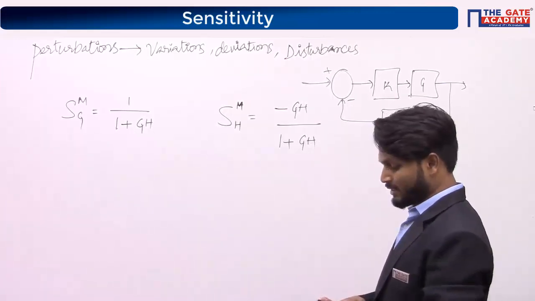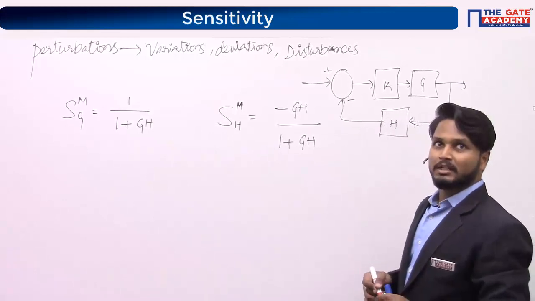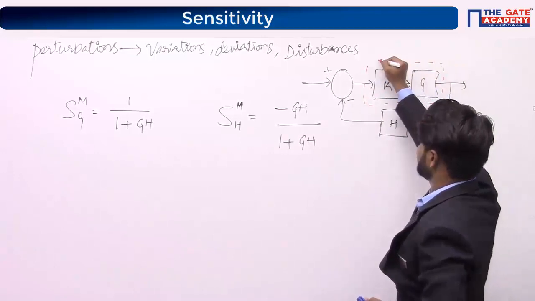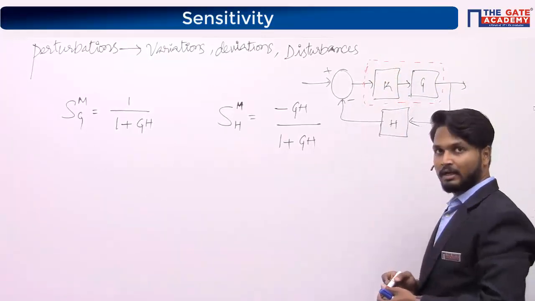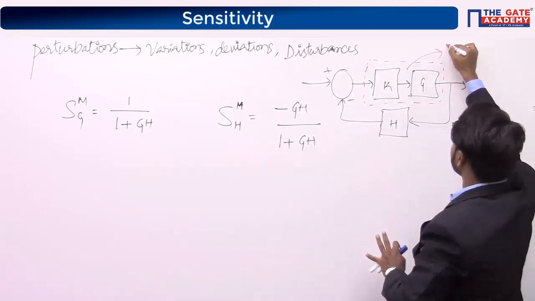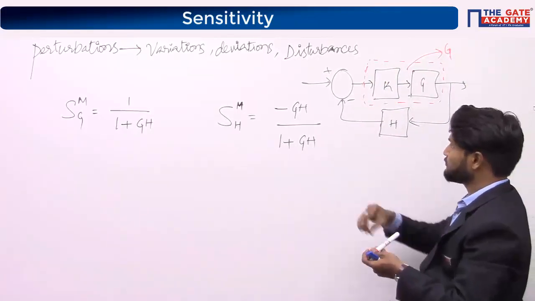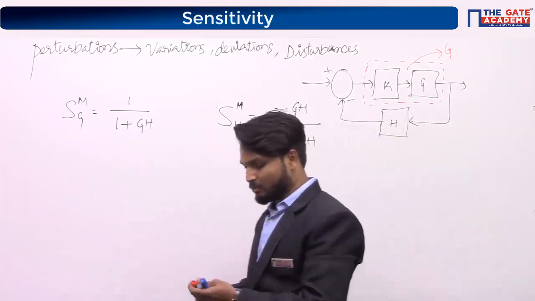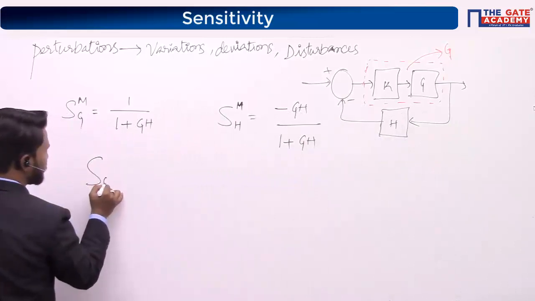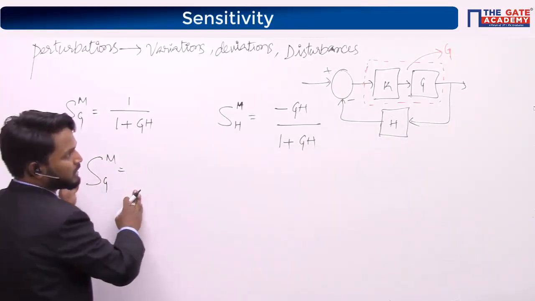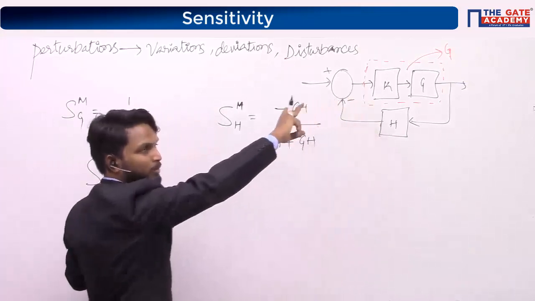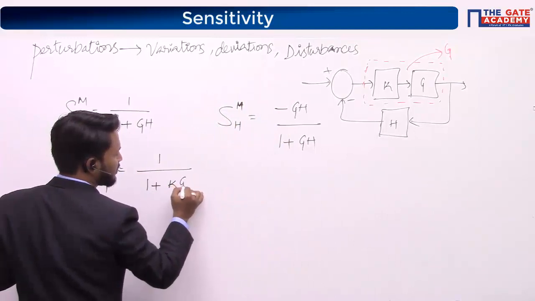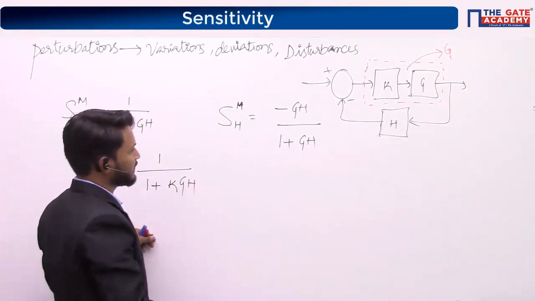K is very high. See, in this question, the forward path transfer function is K times G. So this is effectively considered as G now; in the place of G, you have K times G. So for this system, what is the sensitivity of the overall transfer function with respect to G? In the place of G, you have KG, so it is 1 by 1 plus KGH.